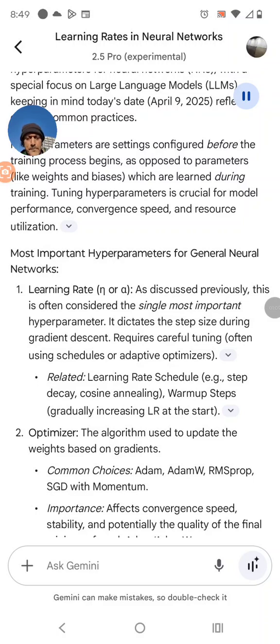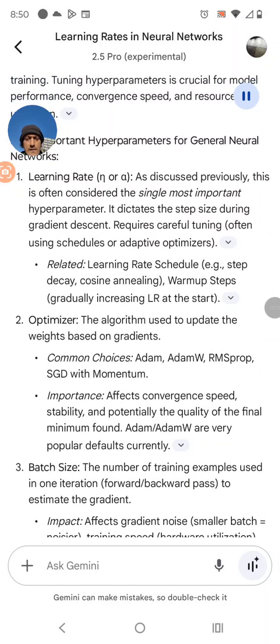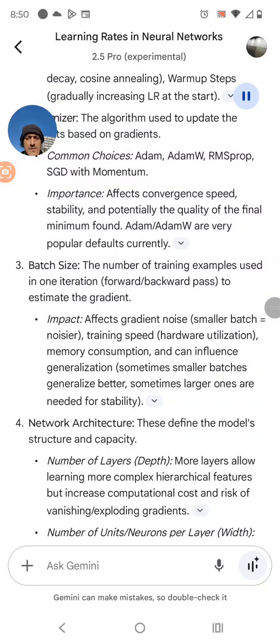2. Optimizer, the algorithm used to update the weights based on gradients. Common choices: Adam, AdamW, RMSprop, SGD with momentum. Importance: affects convergence speed, stability, and potentially the quality of the final minimum found. Adam/AdamW are very popular defaults currently.